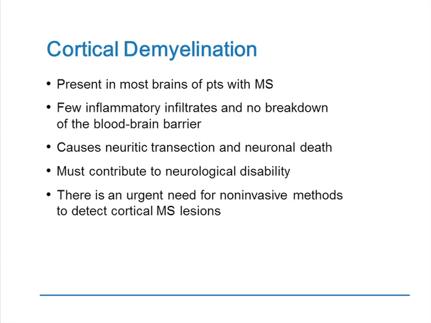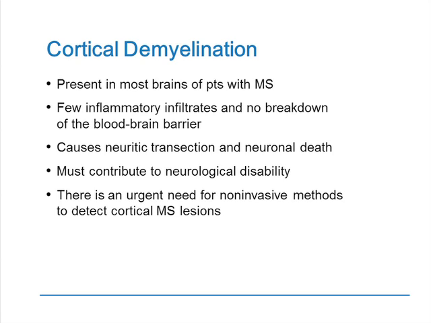It may be more prominent than white matter demyelination. We don't know for sure because we have no really good means to measure it globally. It contains few inflammatory infiltrates and no breakdown of the blood-brain barrier. The leukocortical lesions, the cortical part of leukocortical lesions, do have an increase in immune cells. As far as we know, the vast majority of subpial lesions do not have an increase in immune cells from the blood.